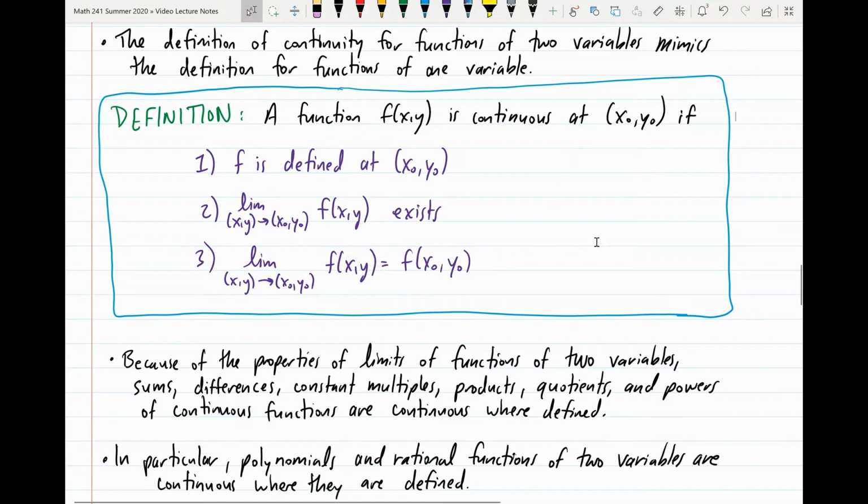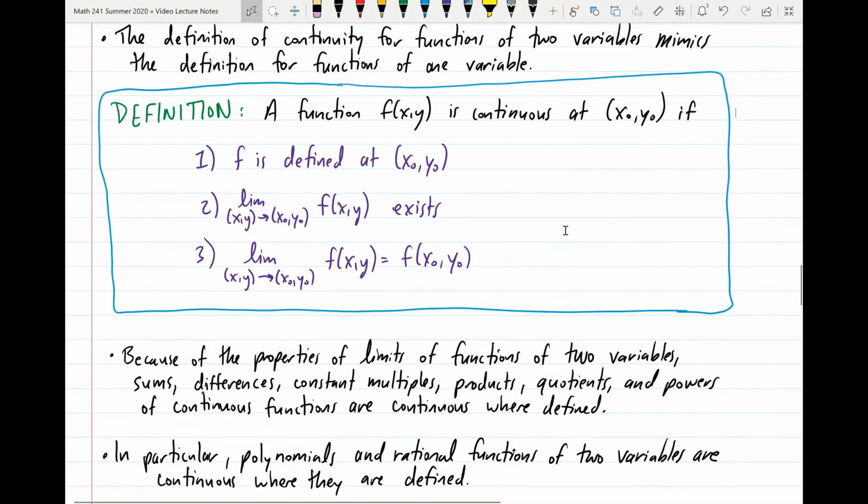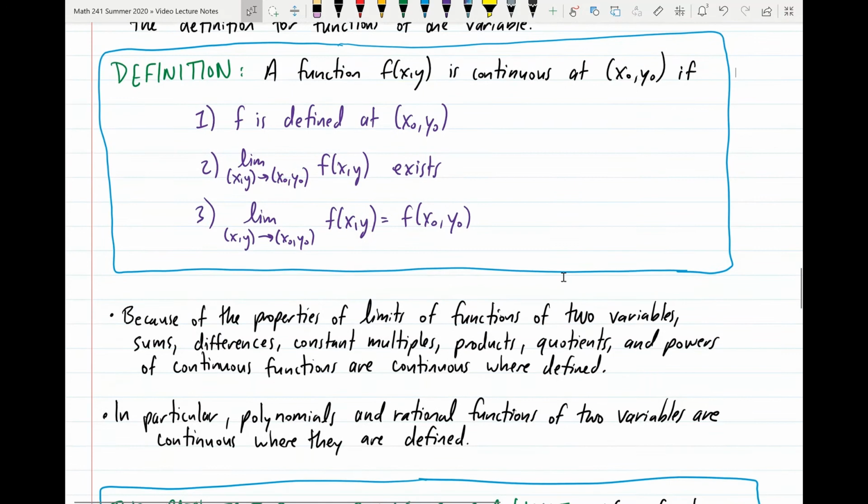And more than just that, we say that a function is continuous just generally if it's continuous at all of the points in its domain.